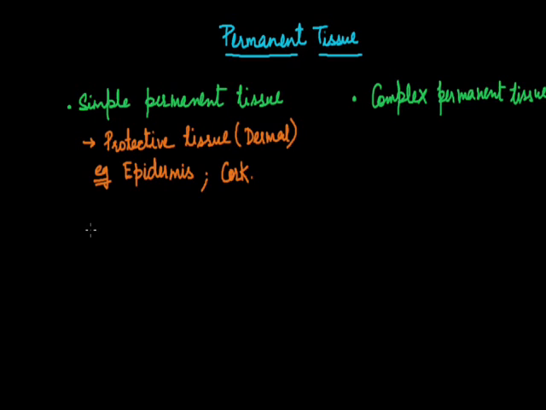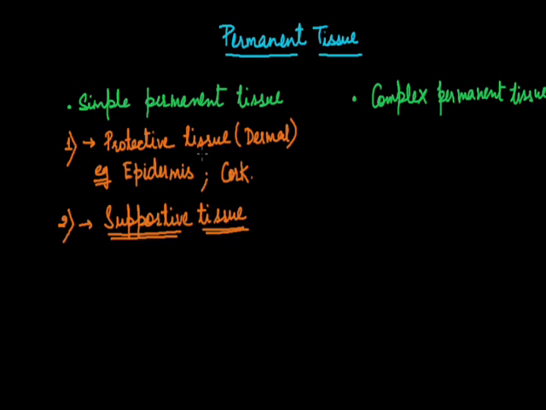Now, the topic of today's discussion is the supportive type of simple tissue. We are dividing these simple permanent tissues into different categories on the basis of their function. As the name implies, the protective tissue is concerned with providing protection to the plant parts. Similarly, the supportive tissue is related to the supportive function, and its main function is to provide support to the plant part.